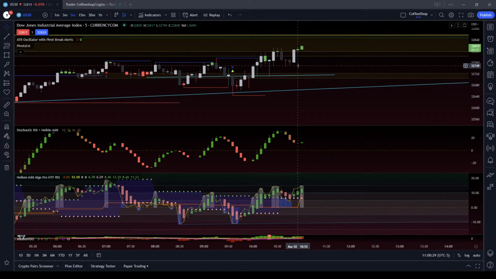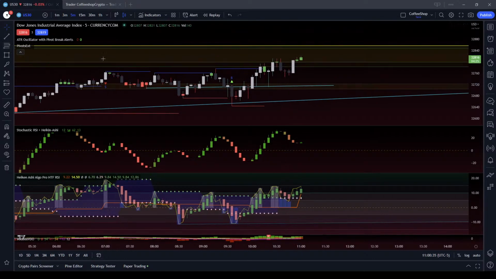It's a nice little turn leg up right here. Let's see here. There's the pullback. Let's see where this goes. Breaks above. Take profit 1, I believe. It's possible it goes to take profit 2.